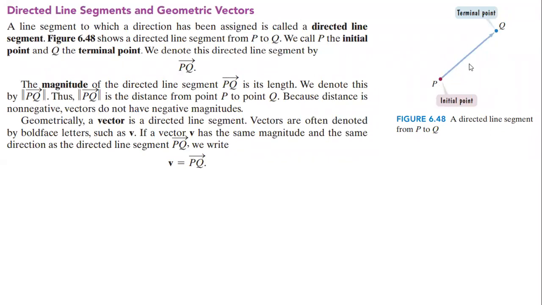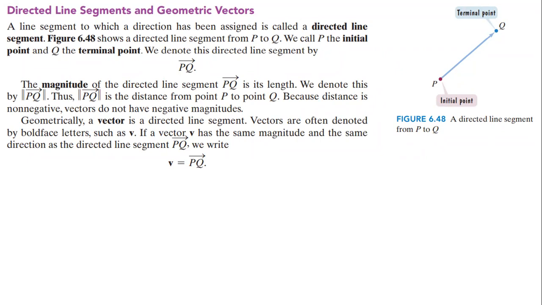And we can write it as the ray. Directed line, it's like a ray. What's the directed line we have in figure 6.48? It's PQ. The magnitude of the directed line is written as the magnitude of PQ, and it's a length.